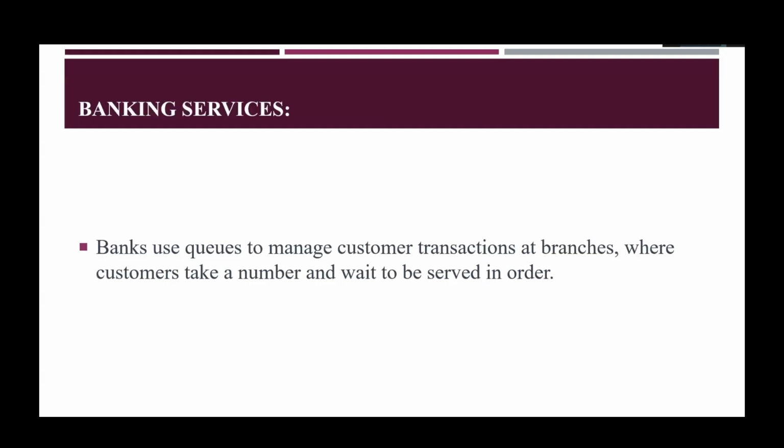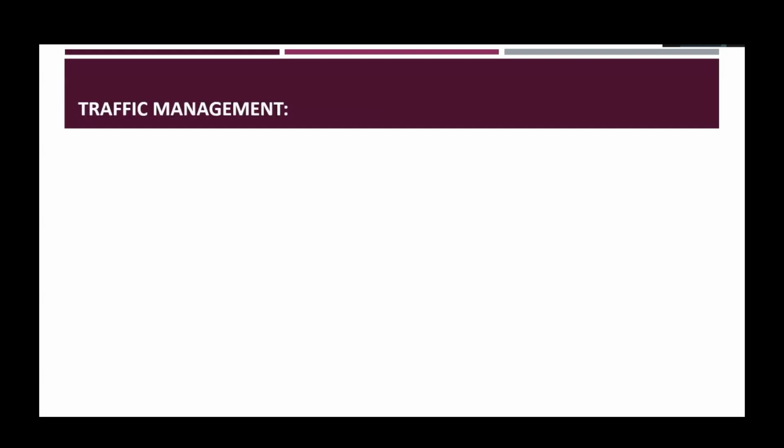Next application is bank service. Whenever we go to a bank, all the customer transactions at branches are handled by the queue. There may be some waiting time, and tokens are given as token number 1, 2, 3, 4. According to that token number, each and every person enters the bank for their operation. So here also the queue is used.